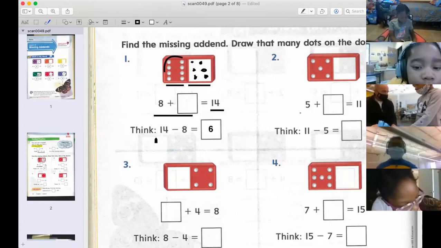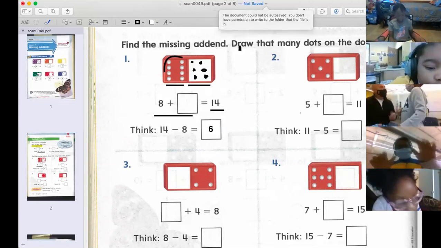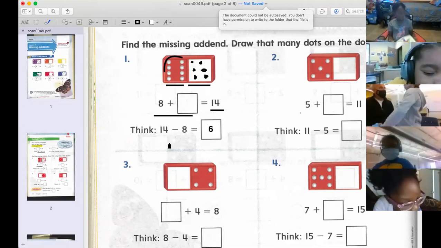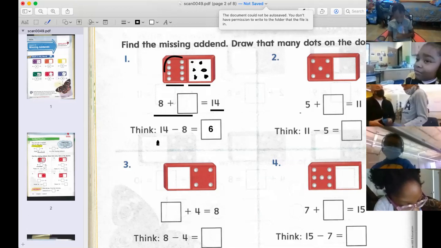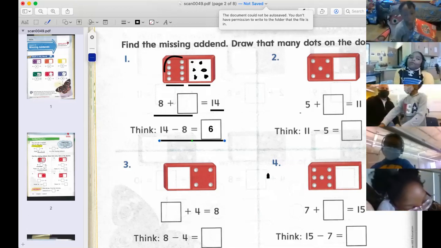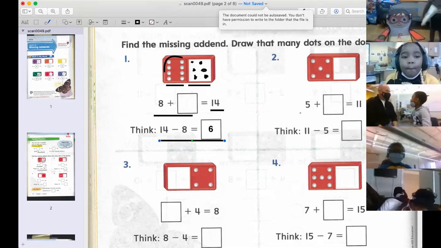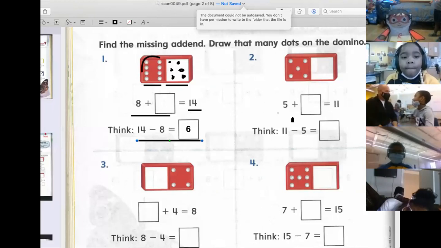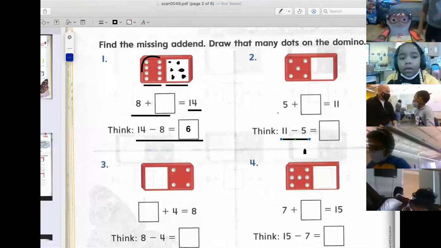Okay. So 14 minus 8. We talked about how it's an addition and subtraction sentence. This is like fact families. So 8 plus a number equals 14 is the same as 14 minus 8 equals 6. On number 2 here, we have 5 plus a number equals 11. Well, we can think of it as 11 minus 5.